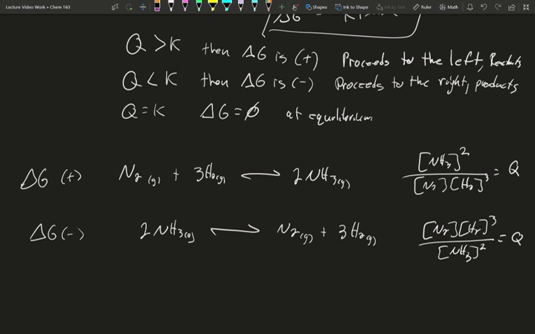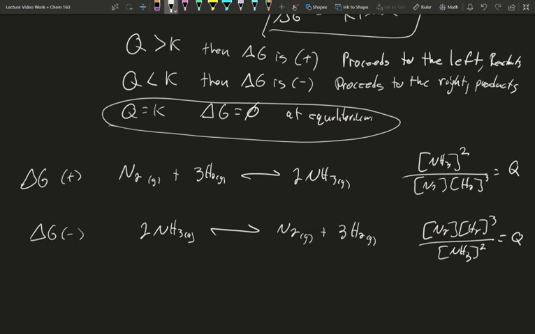If your delta G in this calculation, however, is negative for the reaction you wrote, then it is favorable to proceed in the direction the reaction was written, which means you would go to products in that written reaction. You would move to the right. And as always, if they're equal, you're at equilibrium. Neither direction is favored, so your concentrations will no longer change.